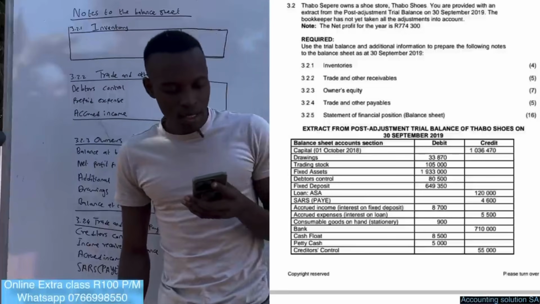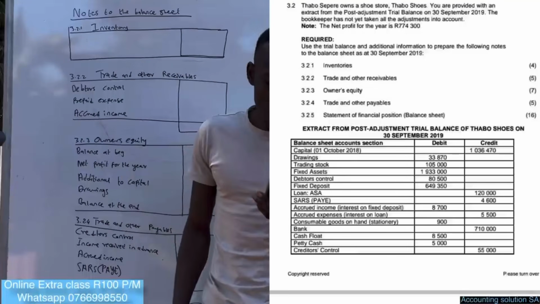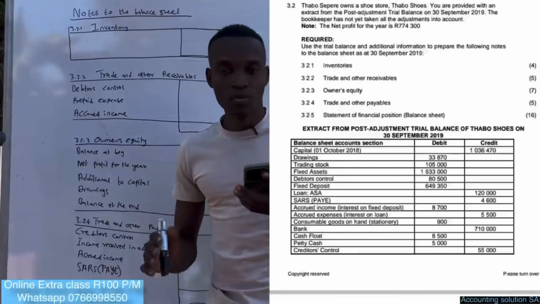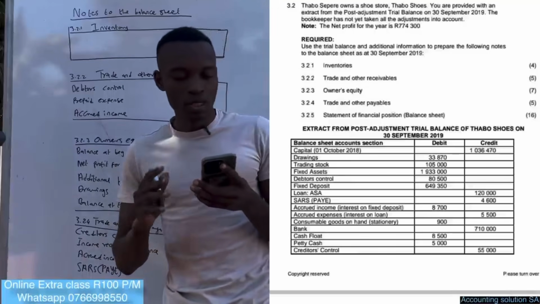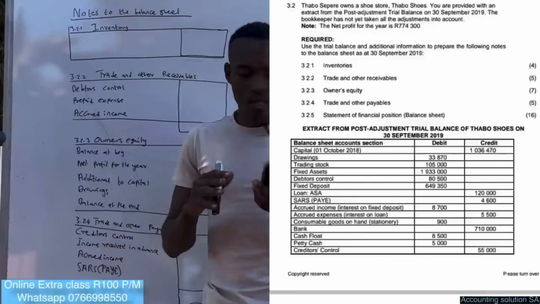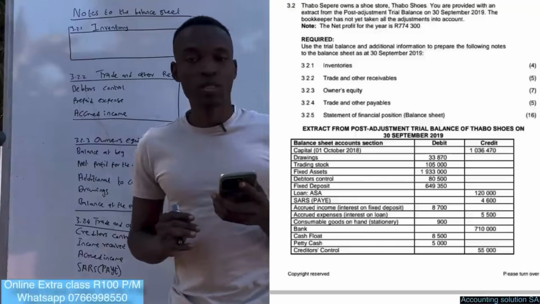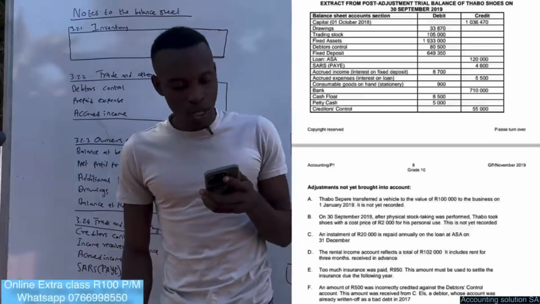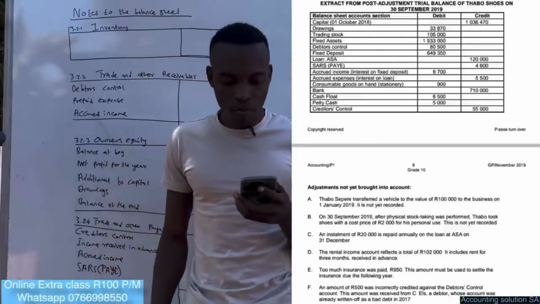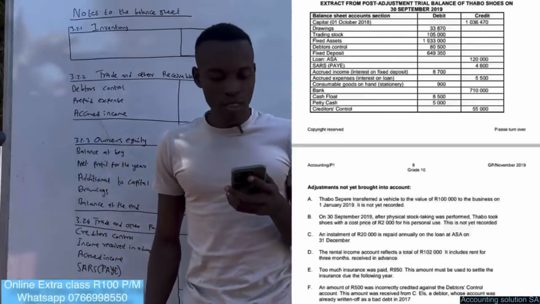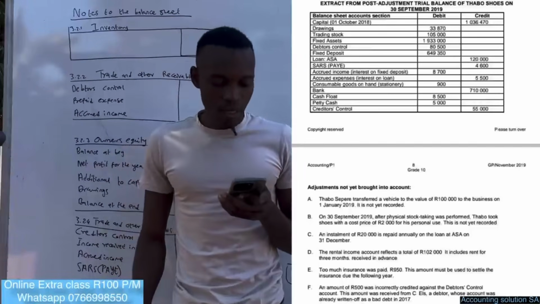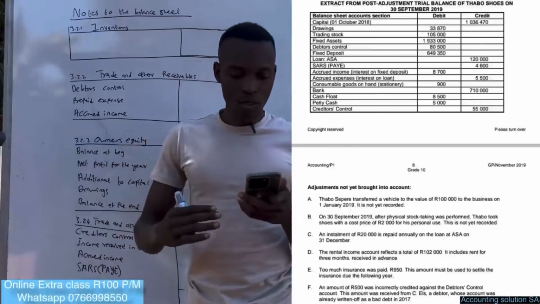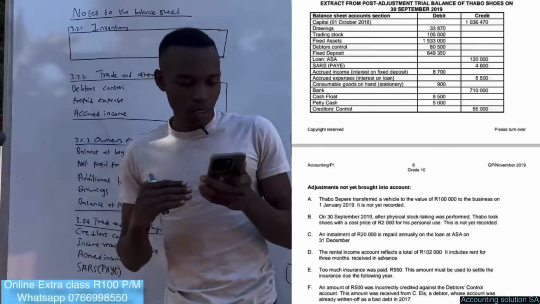Inventory, trade and other receivable, owner's equity, trade and other payable, and after that we're going to the balance sheet, or statement of financial position. So everything contains 40 marks. Okay, extract from the post-adjustment trial balance of Tabo Shoe on 30 September 2019. They give us a trial balance which contains a balance sheet account section.